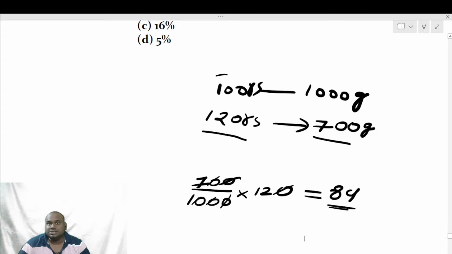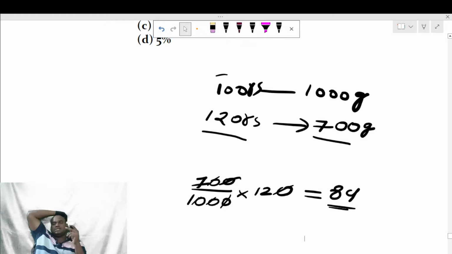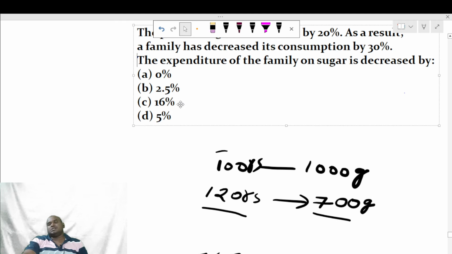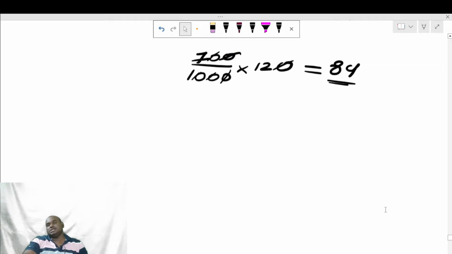So 16 from 100, how much percent it will become? 16%, because we are calculating for 100, right? So 100 rupees to 84. How much percent reduced? When it was 100, 100%. When it is reduced to 84, 16% is reduced. Yes. Third option, 16%. So the expenditure of the family on sugar is decreased by 16%. Expenditure is nothing but the amount of money they are spending on it, reduced by 16 rupees. So 16 rupees is nothing but 16%.